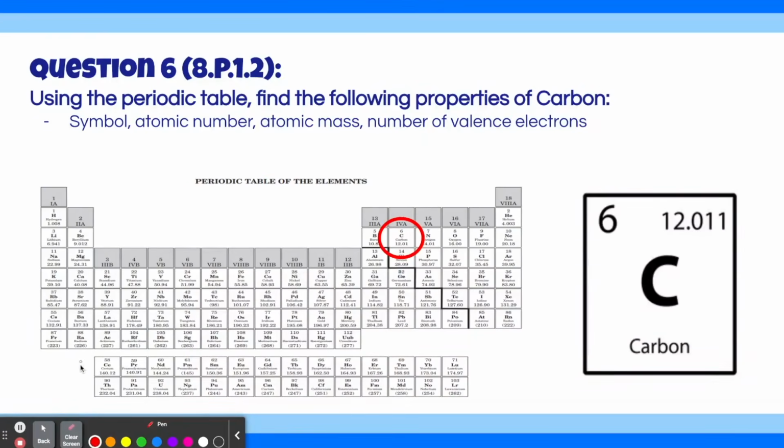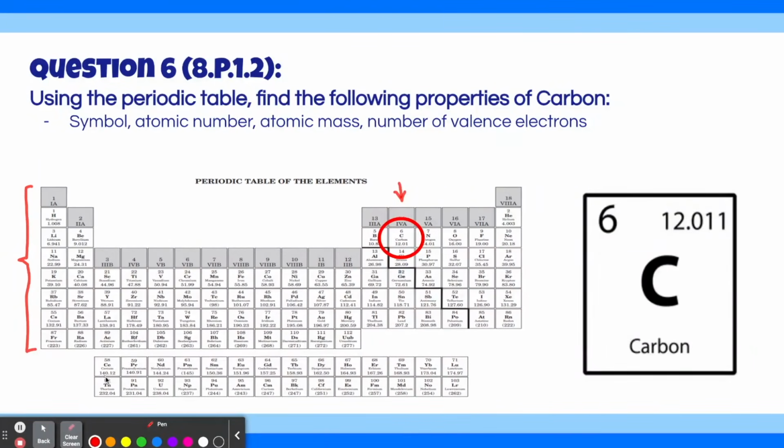So the next thing we need to do is find the number of valence electrons in carbon. Finding the number of valence electrons is slightly more challenging. We need to look at carbon's position on the periodic table. Carbon is in group 14 of the periodic table, which is right there. Groups are the vertical columns on the periodic table. So this is an example of a group. And there are 18 of them in total.